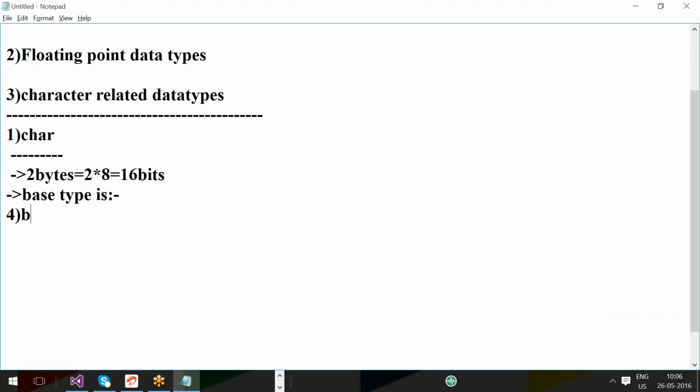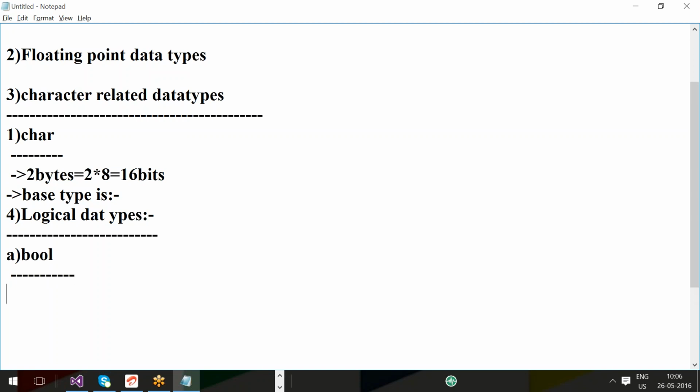Next, the fourth category is logical data types. In logical data types, we have only one category, that is called bool. A bool variable can contain either a true value or a false value.